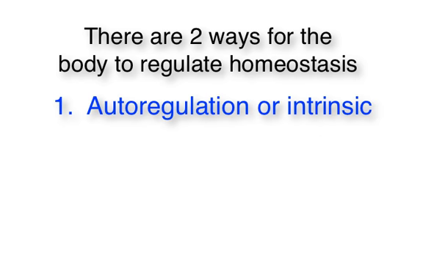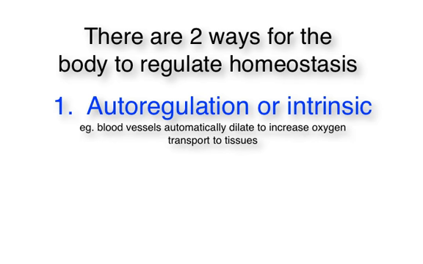Number one, autoregulation or intrinsic regulation occurs when a tissue or organ automatically adjusts in response to a change. For example, when oxygen levels decline in a tissue, the cells release chemicals that dilate or widen the blood vessels. This dilation increases the amount of blood that can travel to the area, thus bringing more oxygen with it.